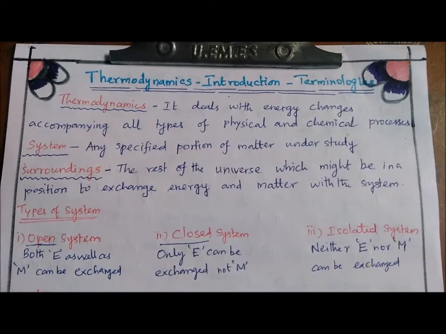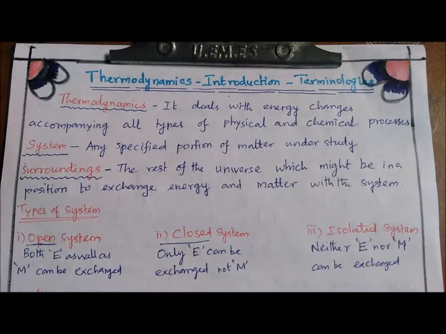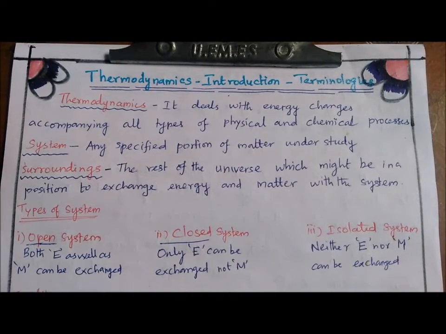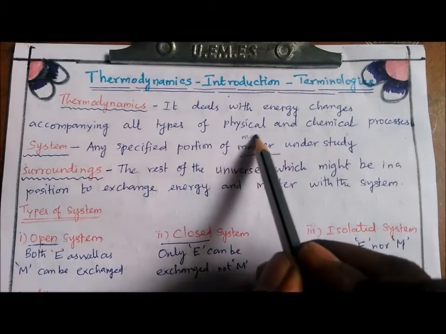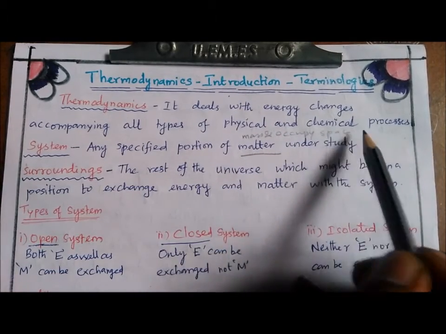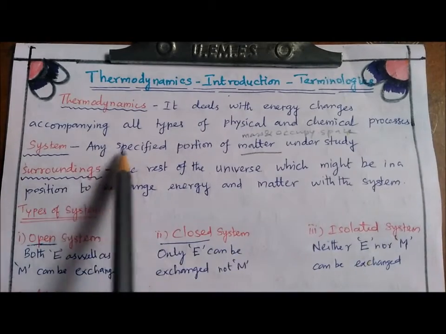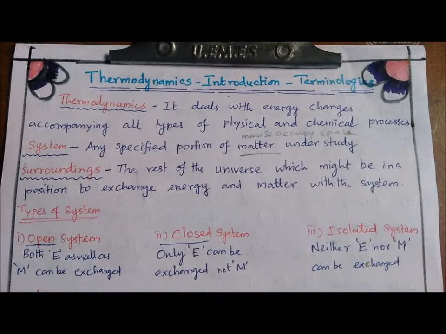A system may be defined as any specified portion of matter under study. Now we may ask, what is matter? Anything which has mass and occupies space is called matter, and any specified portion of matter under study is called a system, and it is separated from the rest of the universe with a bounding surface.